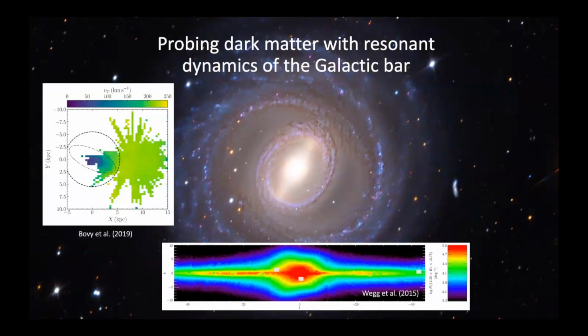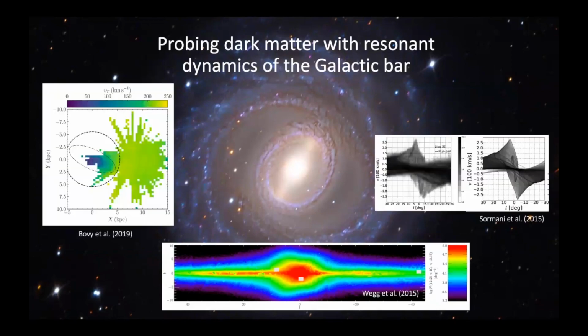And we also have evidence of the bar from the stellar kinematics and also from gas kinematics. So all this evidence combined, we now believe beyond a reasonable doubt that the Milky Way is a typical barred galaxy. And my research is about using this galactic bar in our Milky Way to probe the surrounding dark matter.